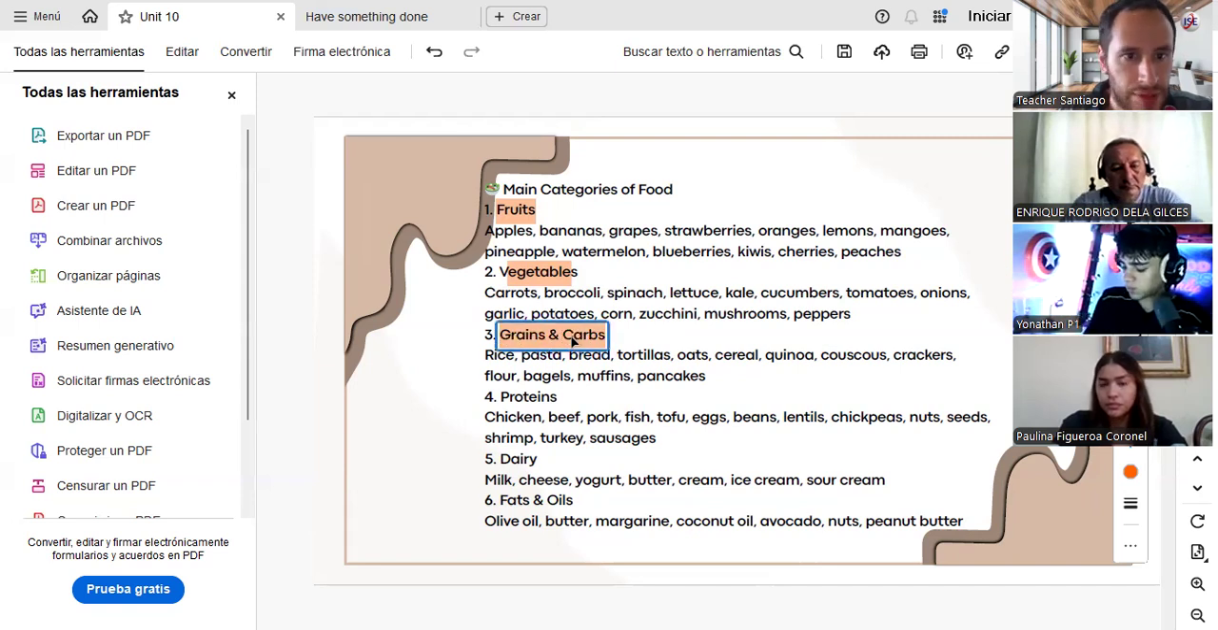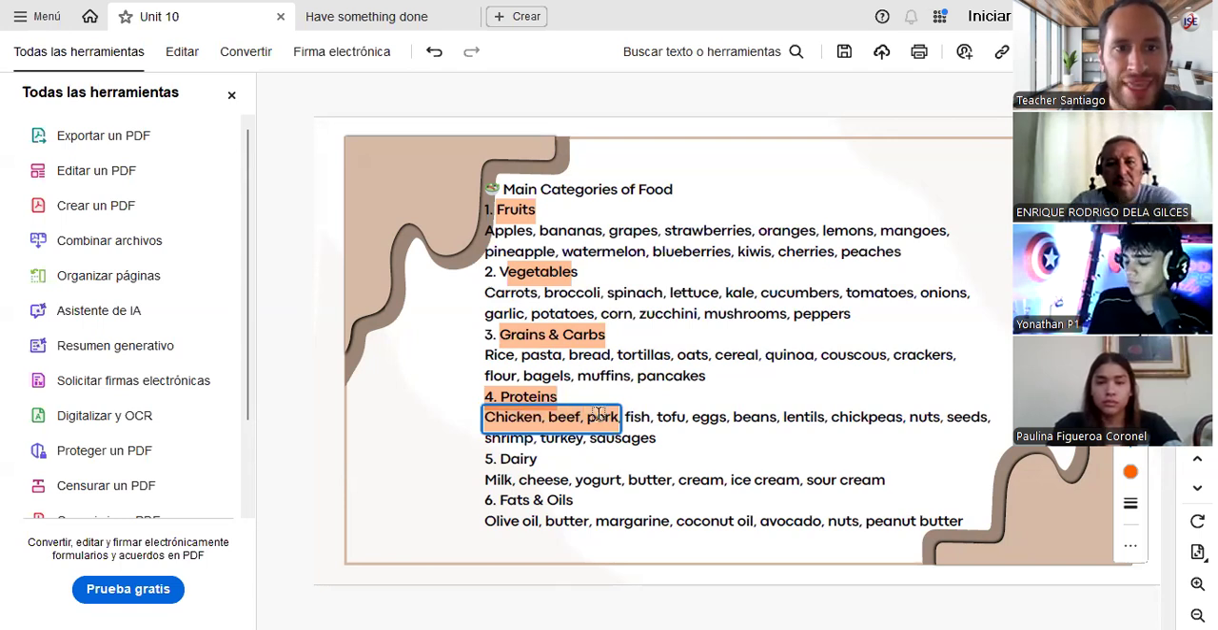Grains and carbs, granos y carbohidratos, right? Rice, pasta, breads, tortillas, etc. Proteins: chicken, beef, pork, fish. Here there's something important to highlight. It is different when we talk about the animal and when we talk about the meat. Es diferente si hablamos de la carne o del animal. In this case, chicken and fish work for both, para la carne y para el animal. But beef is carne de res, right? And pork is carne de cerdo. So we need to be careful with that.